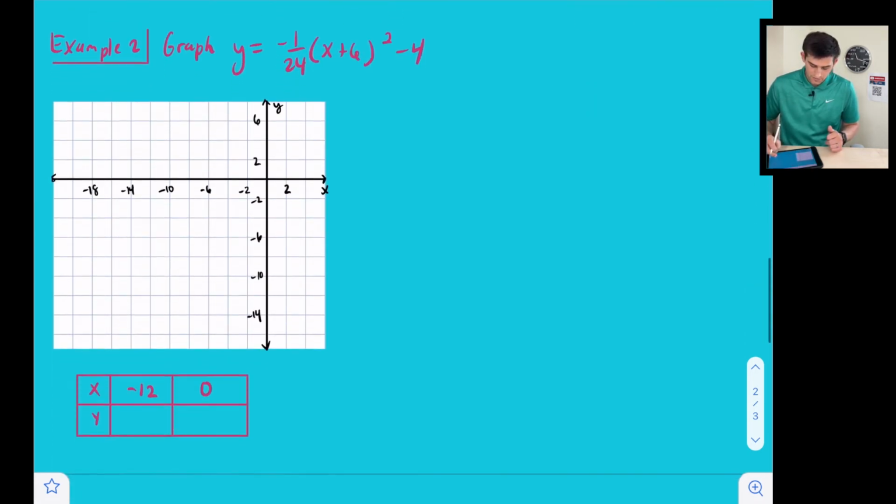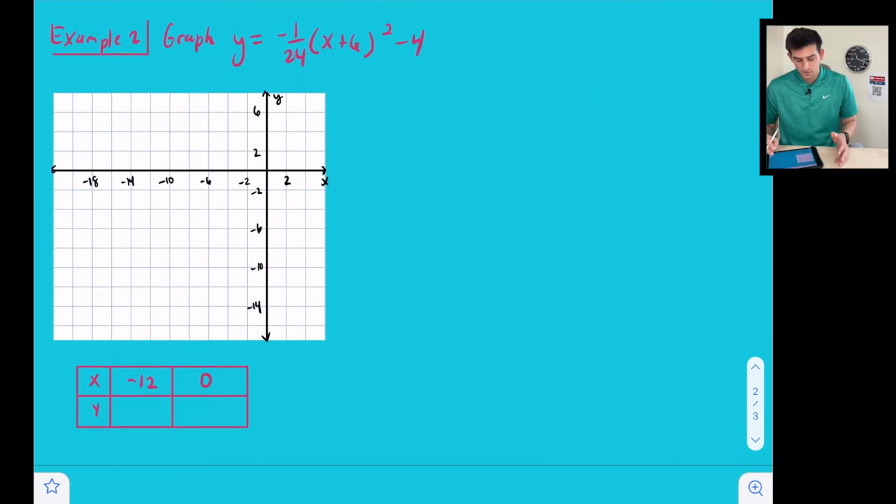All right, example number 2, we have y equals -1 over 24, x plus 6 quantity squared minus 4. So once again, we see we have y equals, right? So it's going to either open up or down. We see this negative here, so we know it's going to open down. So we can start with our vertex, right? Our vertex is going to be located at h, k. So this is going to be -6, -4, right? H and k. So -6, -4, and there is our vertex, okay?